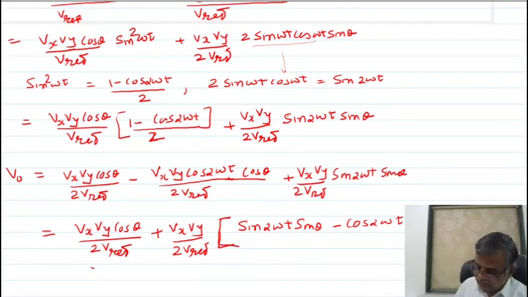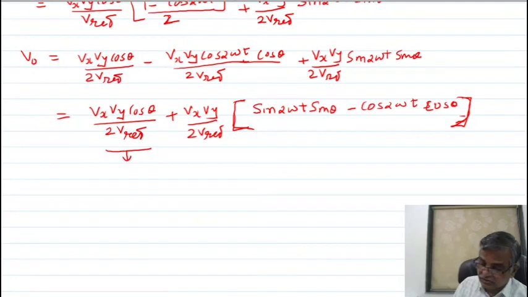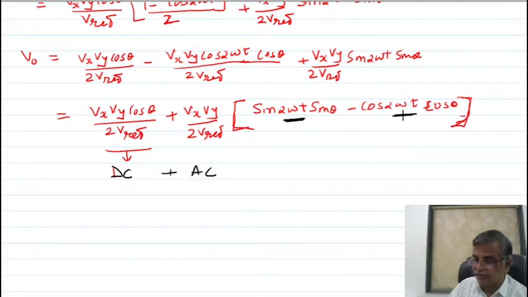Look here, by putting this value, this is a simplification. You can see, this output equation contains a DC term. This is your DC term with some phase angle, and this is your AC term. In AC, your frequency is double. You can block your DC and you get your output only AC. So this is the equation of the output voltage for the multiplier IC.